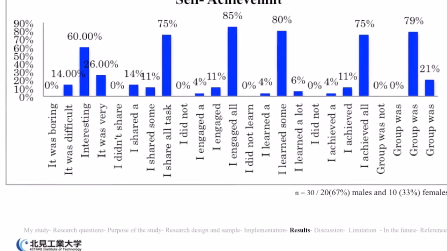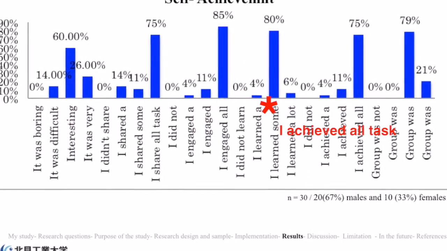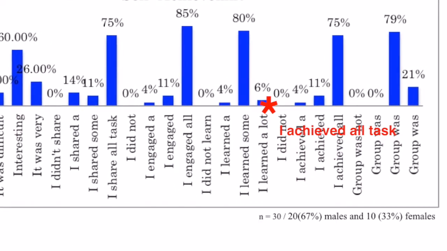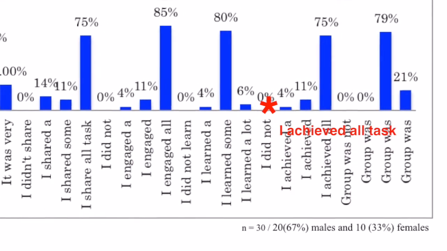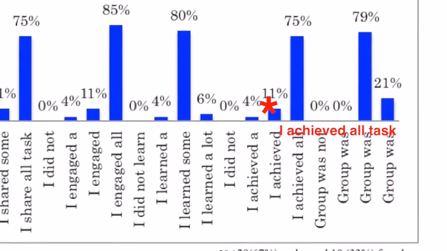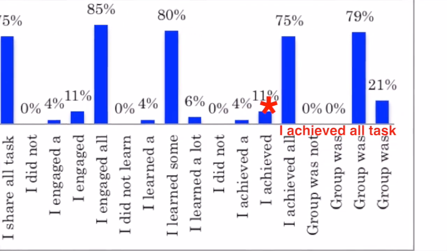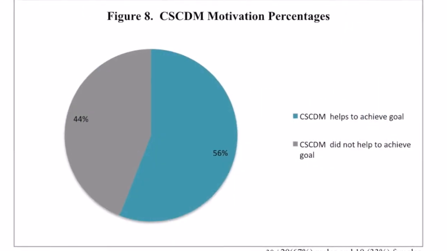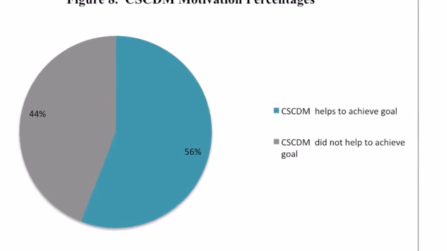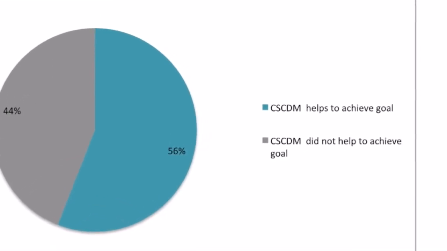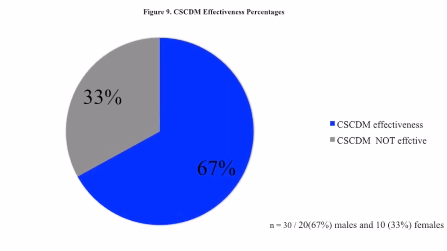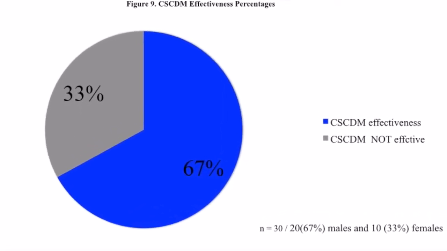Looking at the statement of "I achieved all tasks," this statement shows the significant role of CSCDM in engaging students and increasing their intrinsic motivation in an effective learning environment. Here, figure number 8 shows the motivation percentage. And figure 9 shows the effectiveness of the CSCDM.